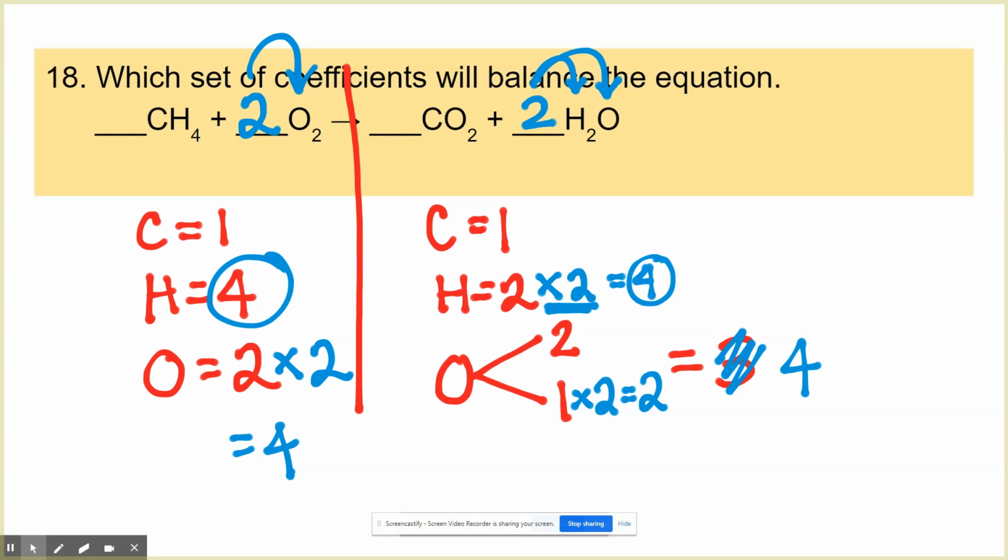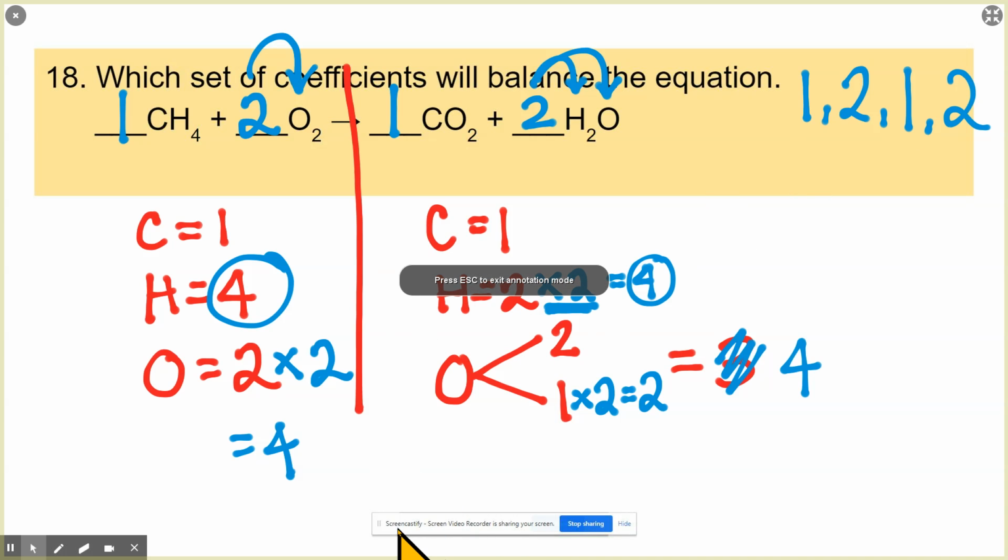Check if everything is balanced. If you look closely, everything's the same, so we're done. So the coefficients here will be a 1. Oxygen, O2, will have a 2. CO2 will be 1. And H2O will be 2. So the coefficients to balance this set will be 1, 2, 1, 2. And that's how you do this thing right here.